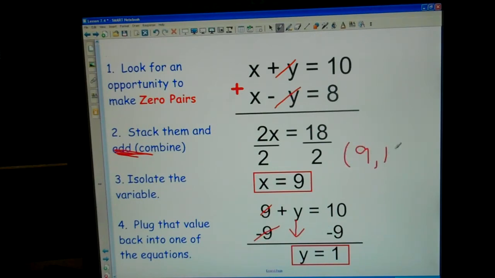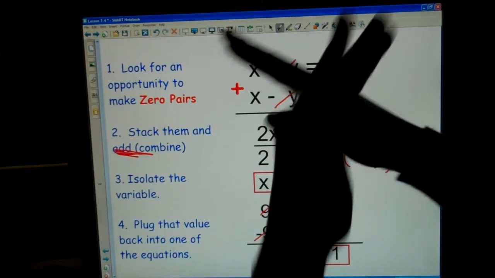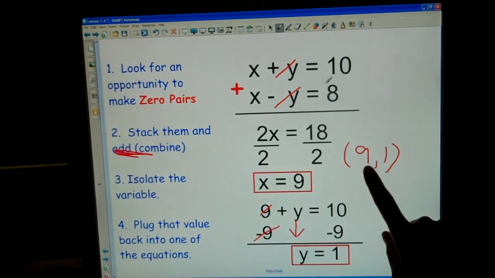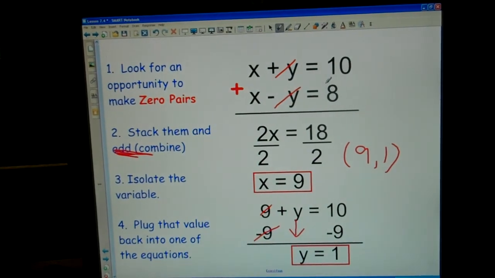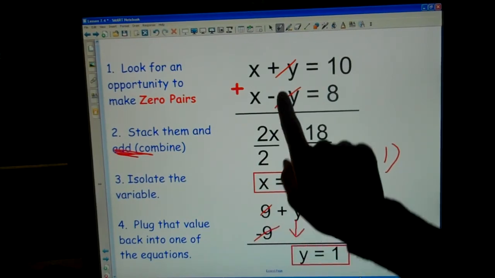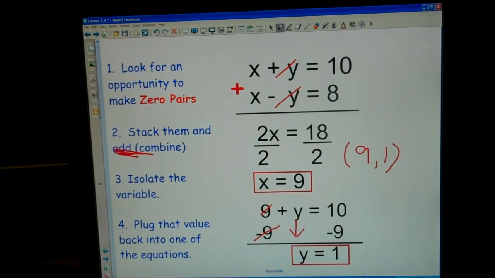9, 1. That's where these two lines are going to intersect, at this one point, 9, 1. That's where they'll intersect. Now, just for fun, so that you can see that it actually works, plug the 9 into the lower equation and see what you get. You should end up with 9 still.